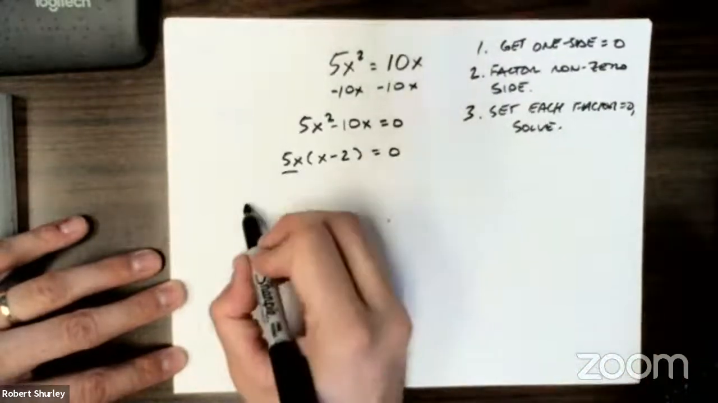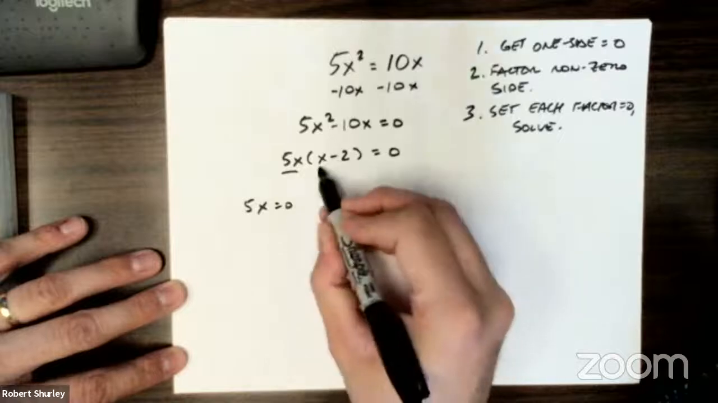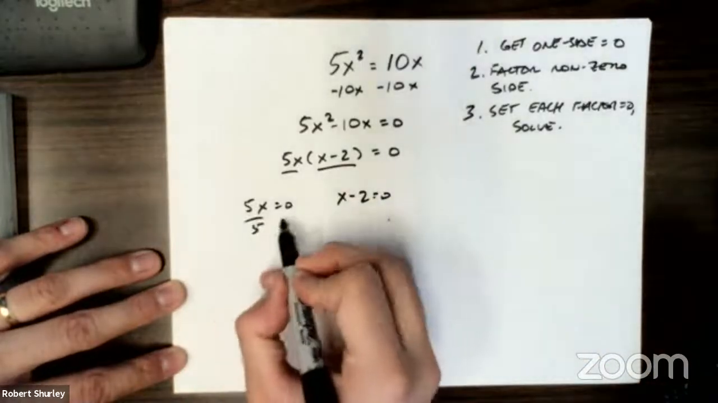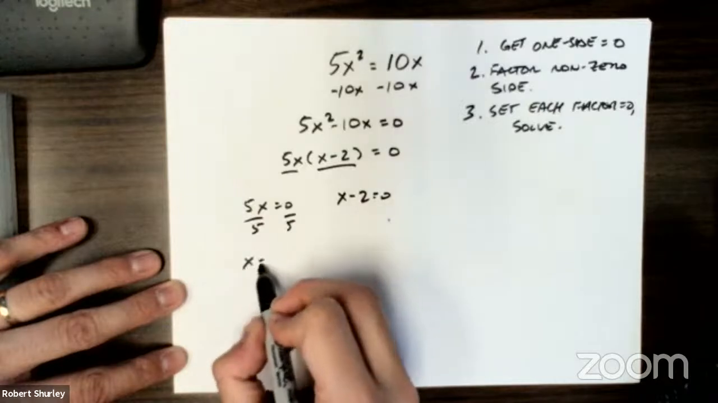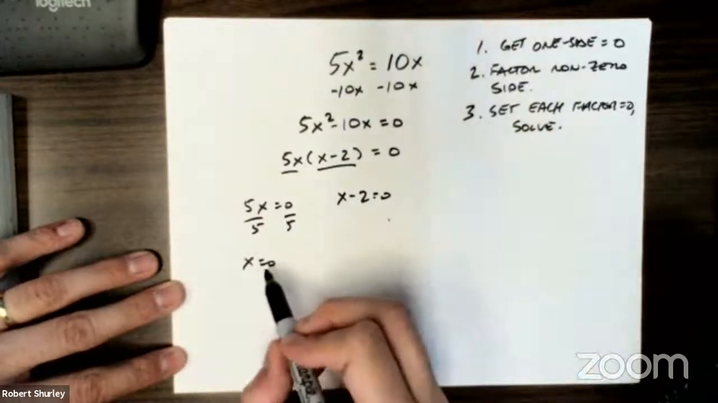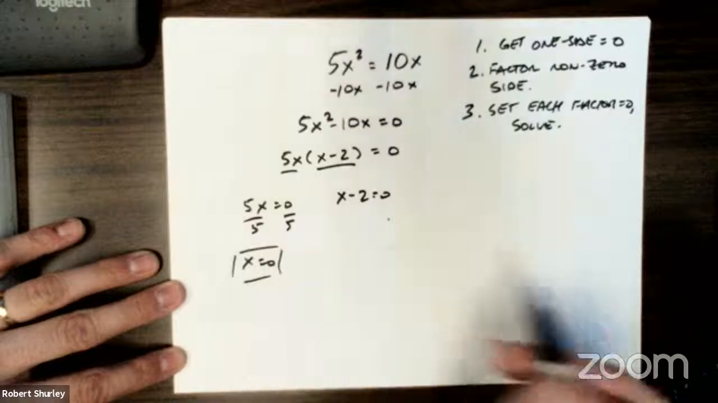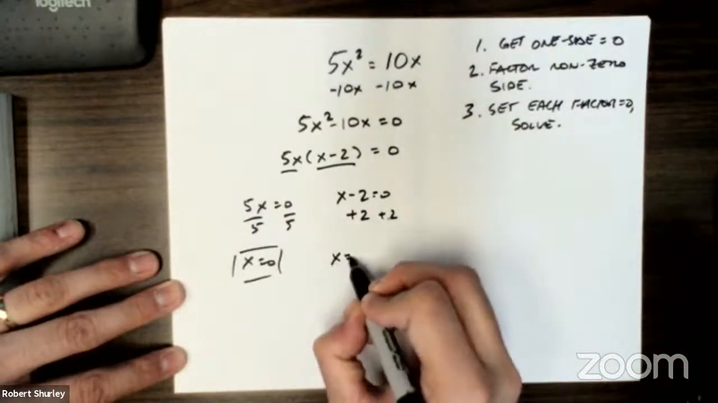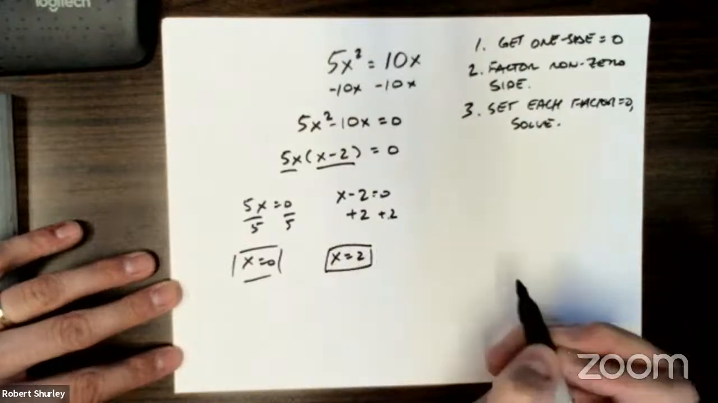So set each factor. We got 5x equals 0 and x minus 2 equals 0. And then solve it out. So divide by 5. We get x equals 0. Now, it's not that it's always going to be 0. It's just these last 2 examples have had a 0 as a solution. And then we add the 2. So we get x equals 2. We have done this.